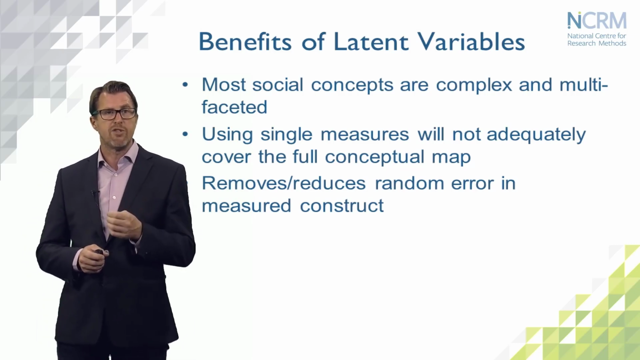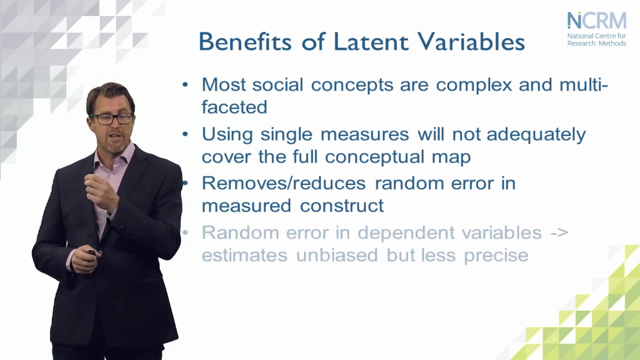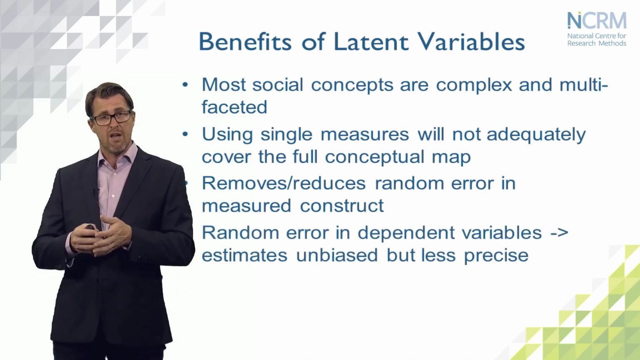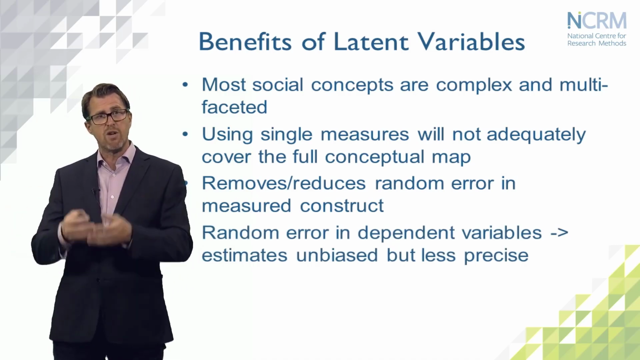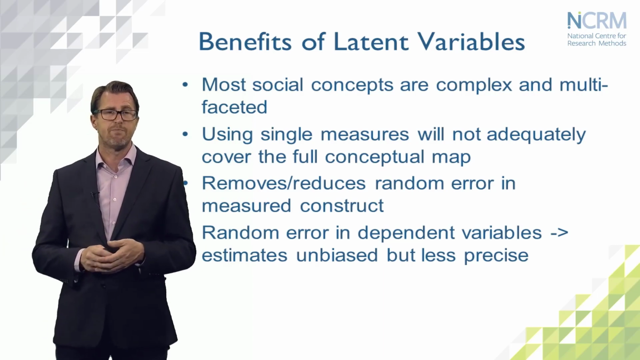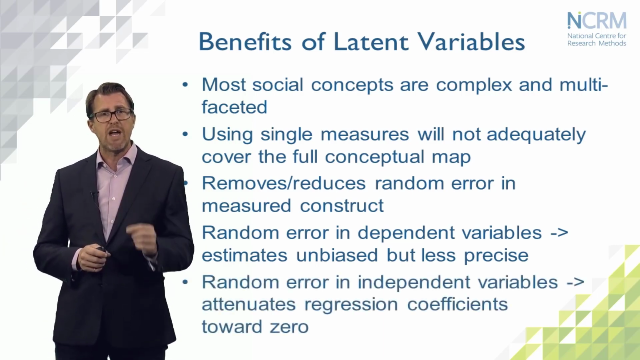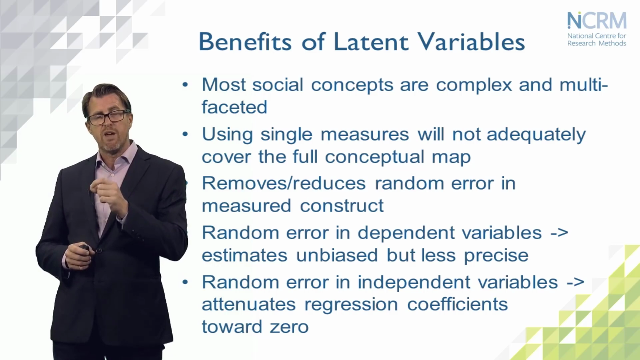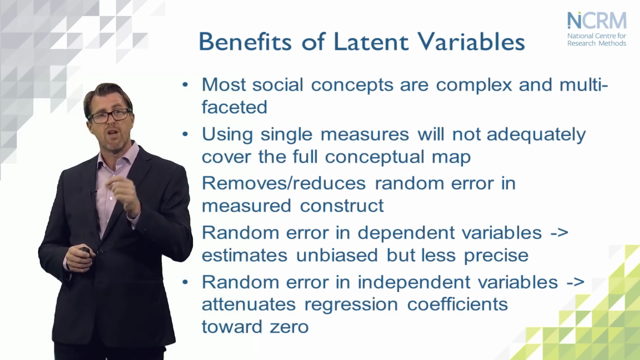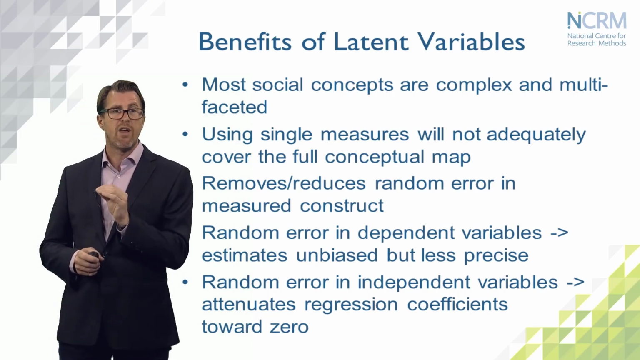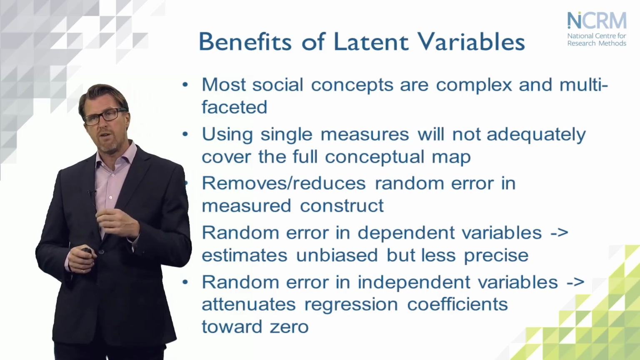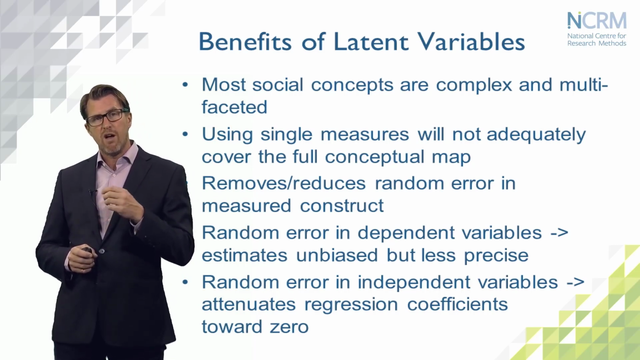I think we can convince ourselves that removing error seems to be a good thing to do, but more formally we can demonstrate that if we have random error in a dependent variable, although it leaves the estimates in a model unbiased, these will be less precisely measured. There'll be a noisier measure with wider confidence intervals. More seriously perhaps, if we have random error in independent variables, then regression coefficients that we estimate using those independent variables will be attenuated. They will be smaller than they are in the population, systematically smaller, tending towards 0. So we will underestimate effect sizes and we will falsely fail to reject the null hypothesis.